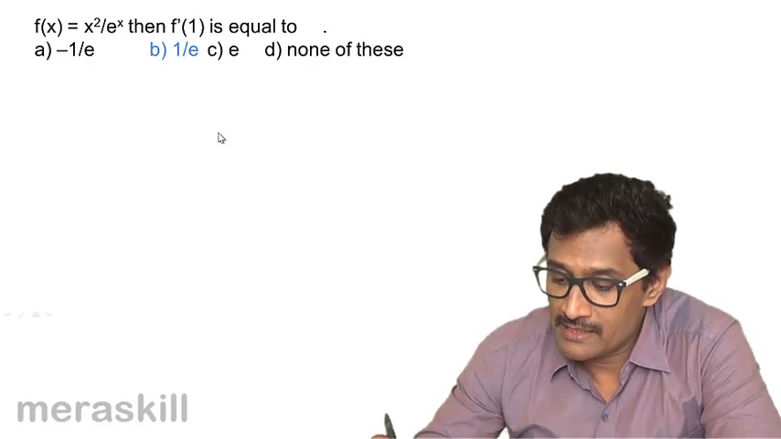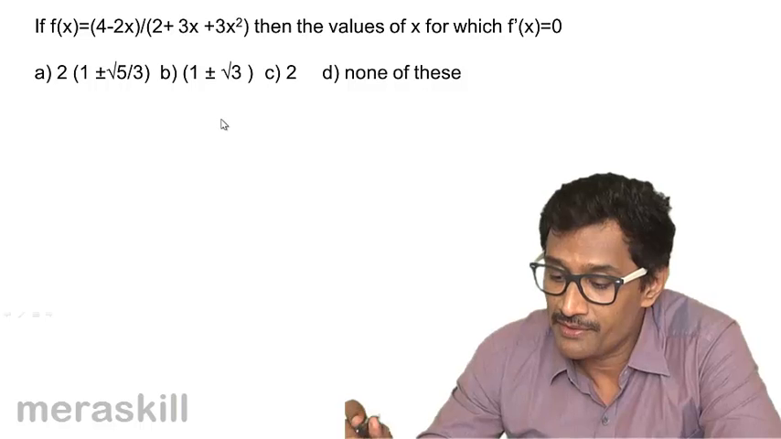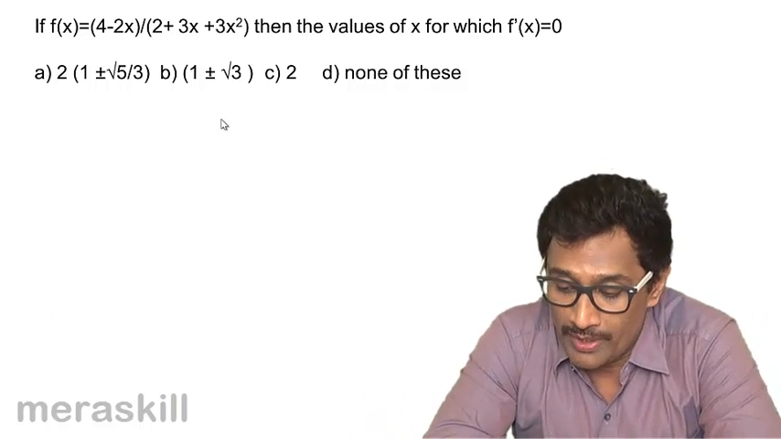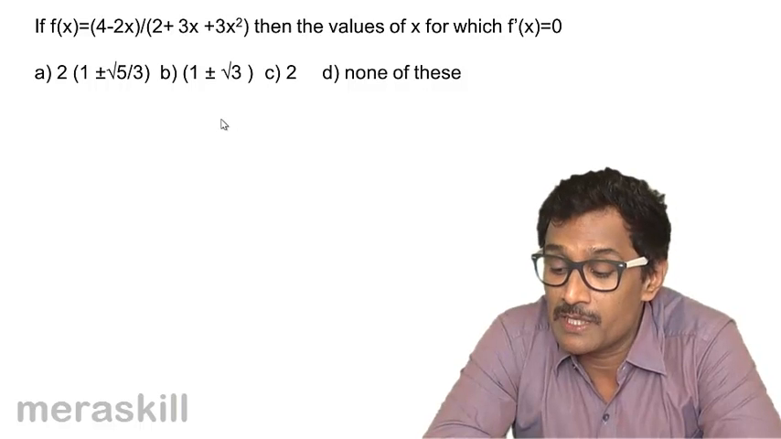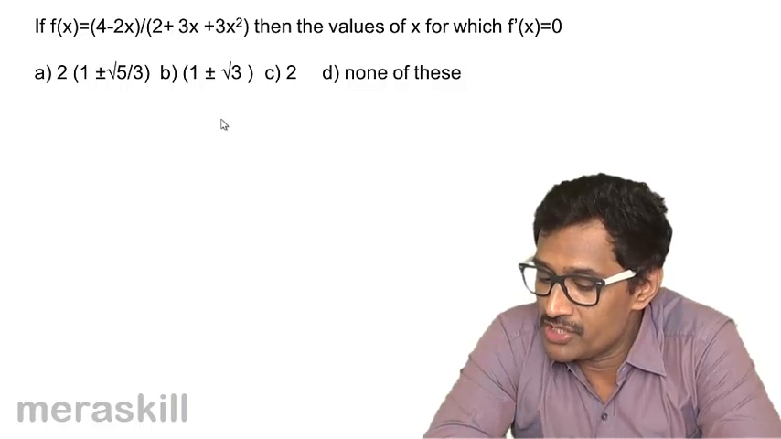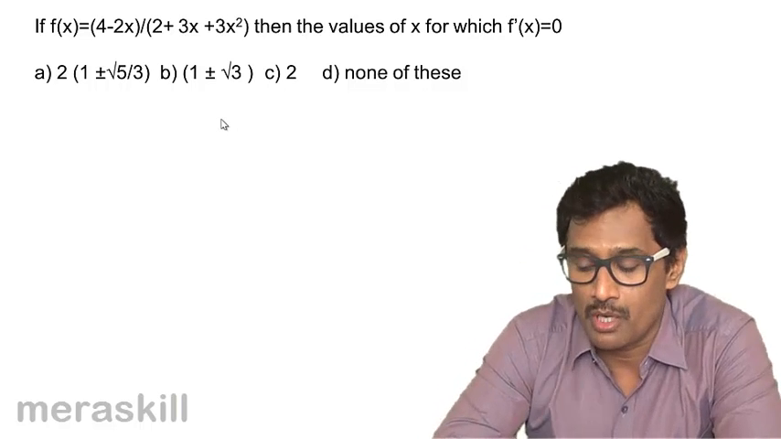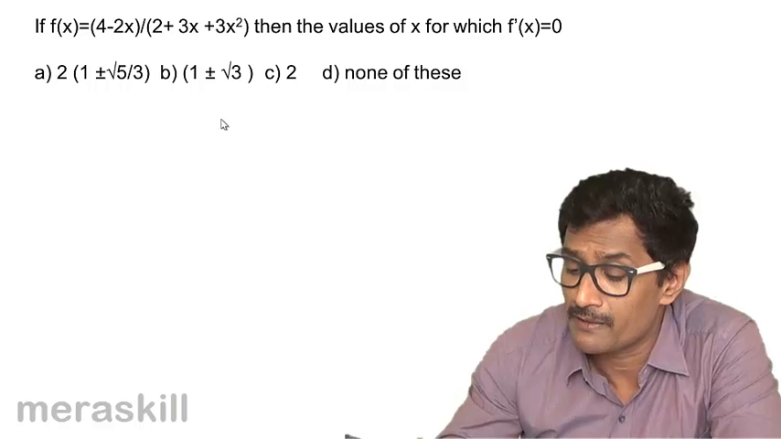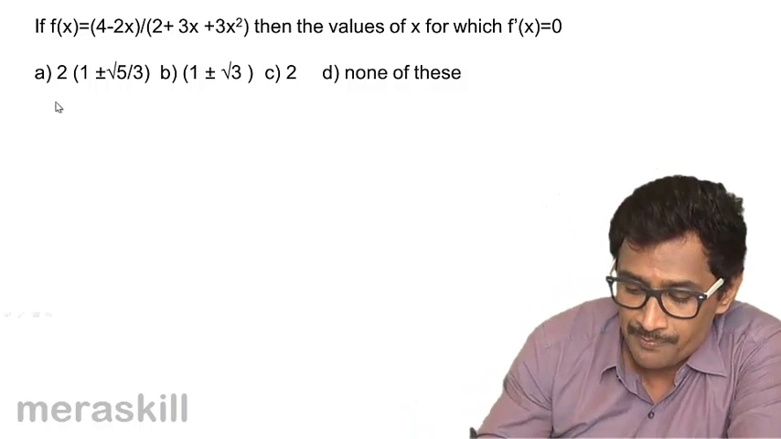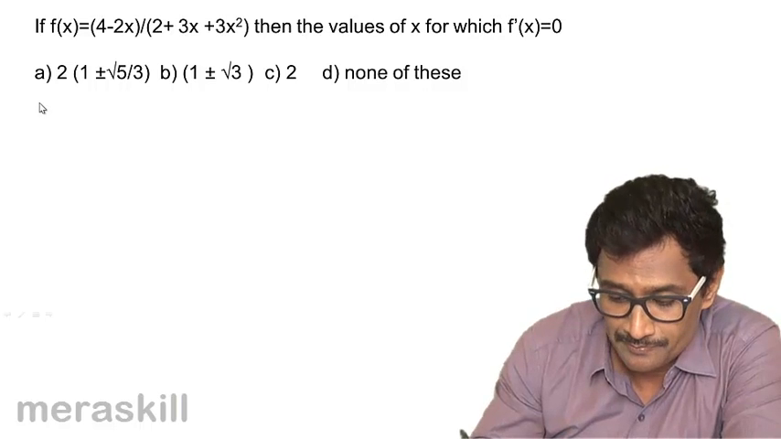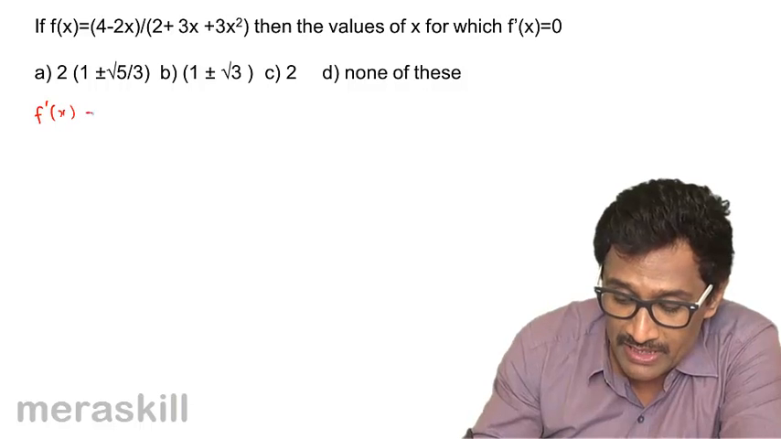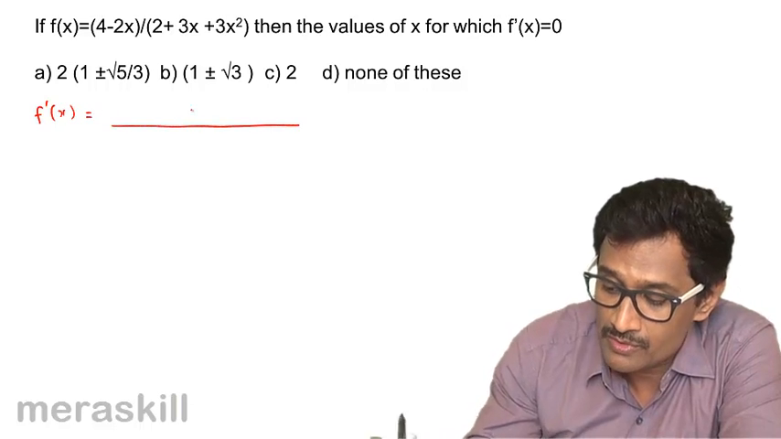Further ahead, let's see what we have here. Okay. F of x is 4 minus 2x divided by 2 plus 3x plus 3x squared. Then the values of x for which f dash x is 0 is what? Now this seems to be a big thing, but let's see. We have f dash x, which is something we need to find. It is the denominator the whole square.